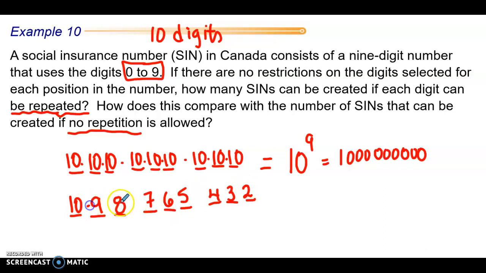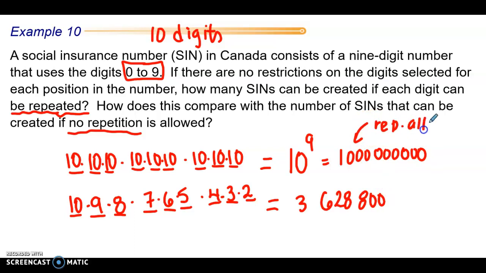And we're going to multiply all of those together. So multiplying these together gives us 3,628,800. So this is the number where repetition is not allowed. These are the numbers where repetition is allowed.